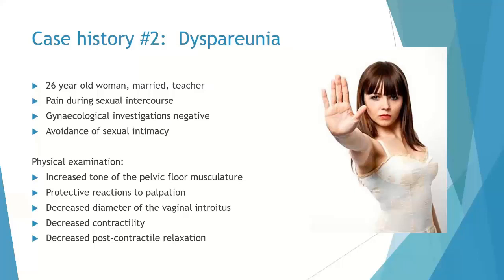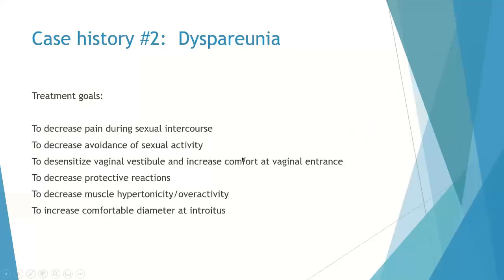She had decreased contractility because the muscle being so tight, it's not able to contract because it's already contracted. And then she also had decreased post-contractile relaxation. When she did manage to generate a contraction, she didn't relax her muscle enough. So this is sort of the opposite training that we're doing with this type of patient. My goals are to decrease pain during sexual intercourse, to decrease her avoidance behavior, to desensitize the vaginal vestibule, to increase comfort at the vaginal entrance, to decrease protective reactions, to decrease her hypertonicity and overactivity of the pelvic floor, and to increase the comfortable diameter at the introitus.